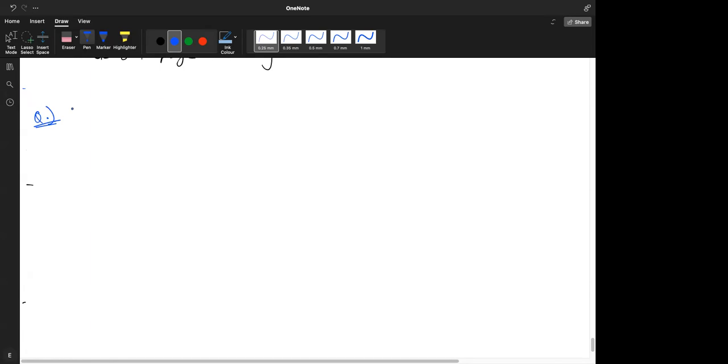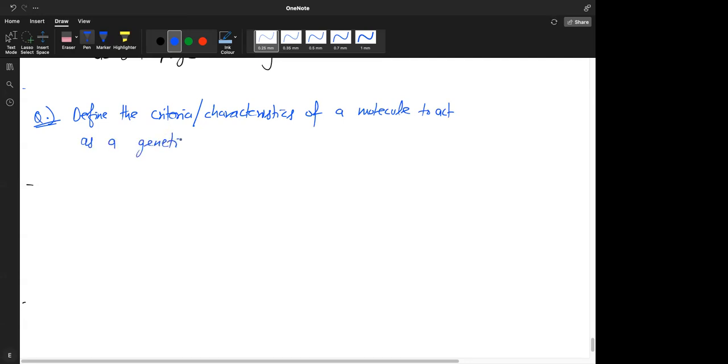What is the criteria, or define the criteria for a molecule? Define the criteria, or they can also ask you properties or characteristics of a molecule to act as a genetic material.